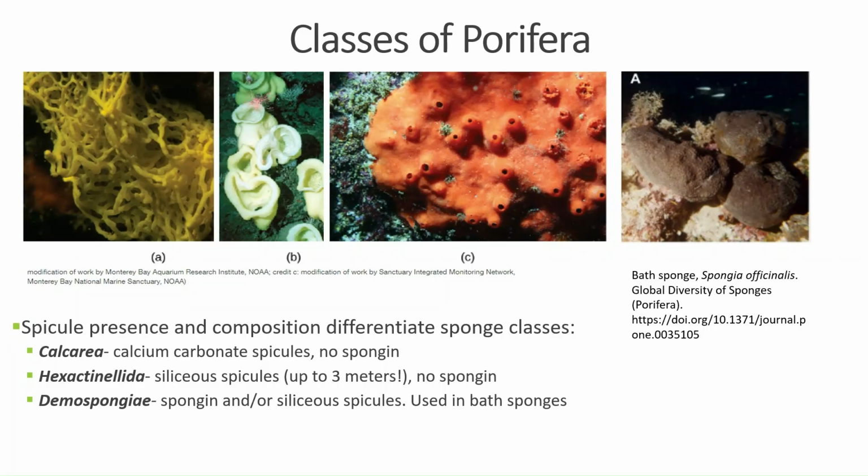Class Demospongia is the largest group and usually contains a mixture of spongin fibers and silica spicules. The image to the far right is that of the bath sponge, Spongia officinalis. These sponges are the original natural sponges that people still use in everyday life.